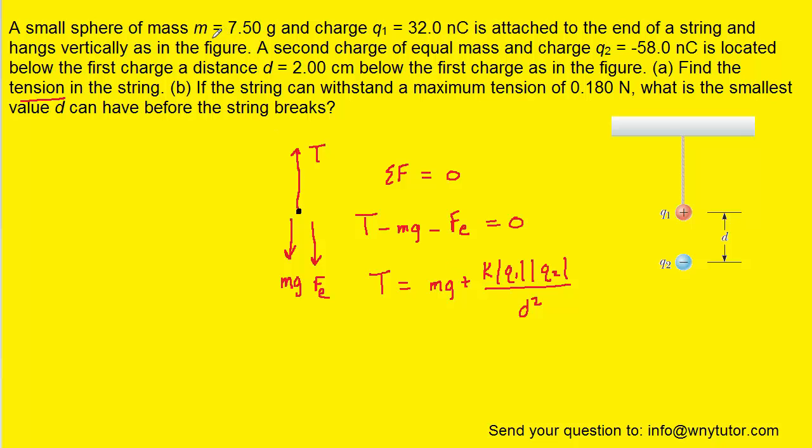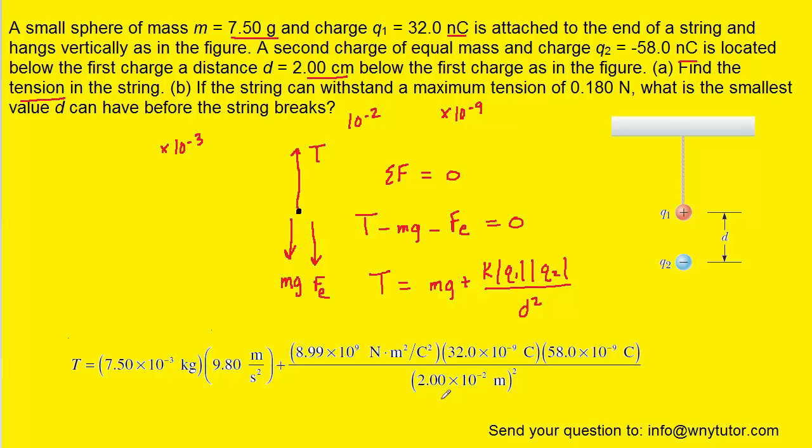Just be sure that you change the values to standard units. So for example, the mass was given in grams. We're going to have to multiply that by 10 to the minus 3 in order to convert it into kilograms. The charges are both given in nanocoulombs, so we'll have to multiply them by 10 to the minus 9 to get it into coulombs. And then the distance was given in centimeters, so that needs to be multiplied by 10 to the minus 2.